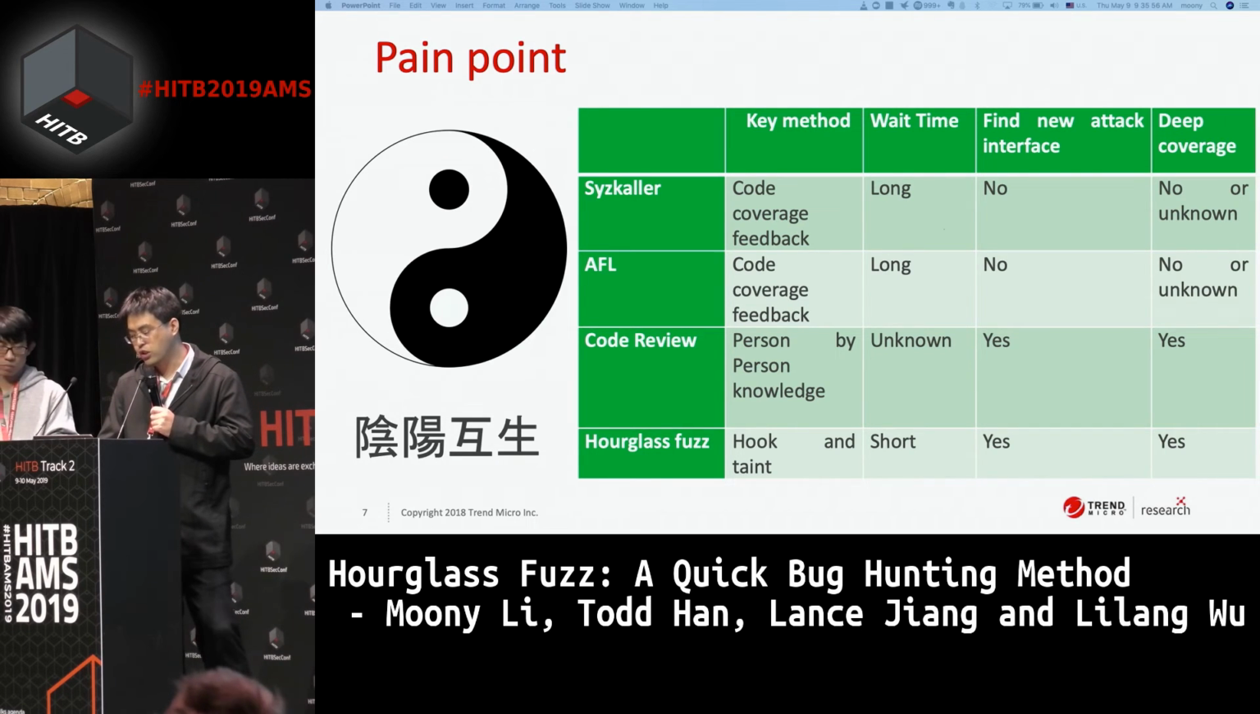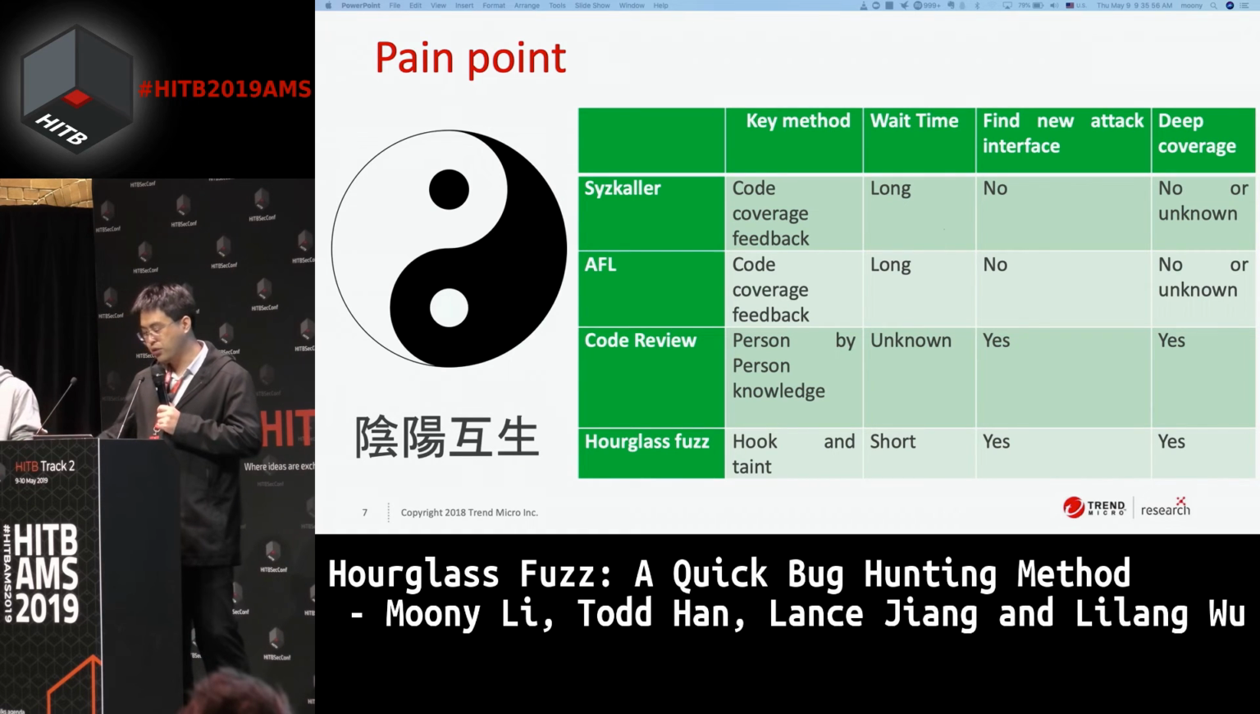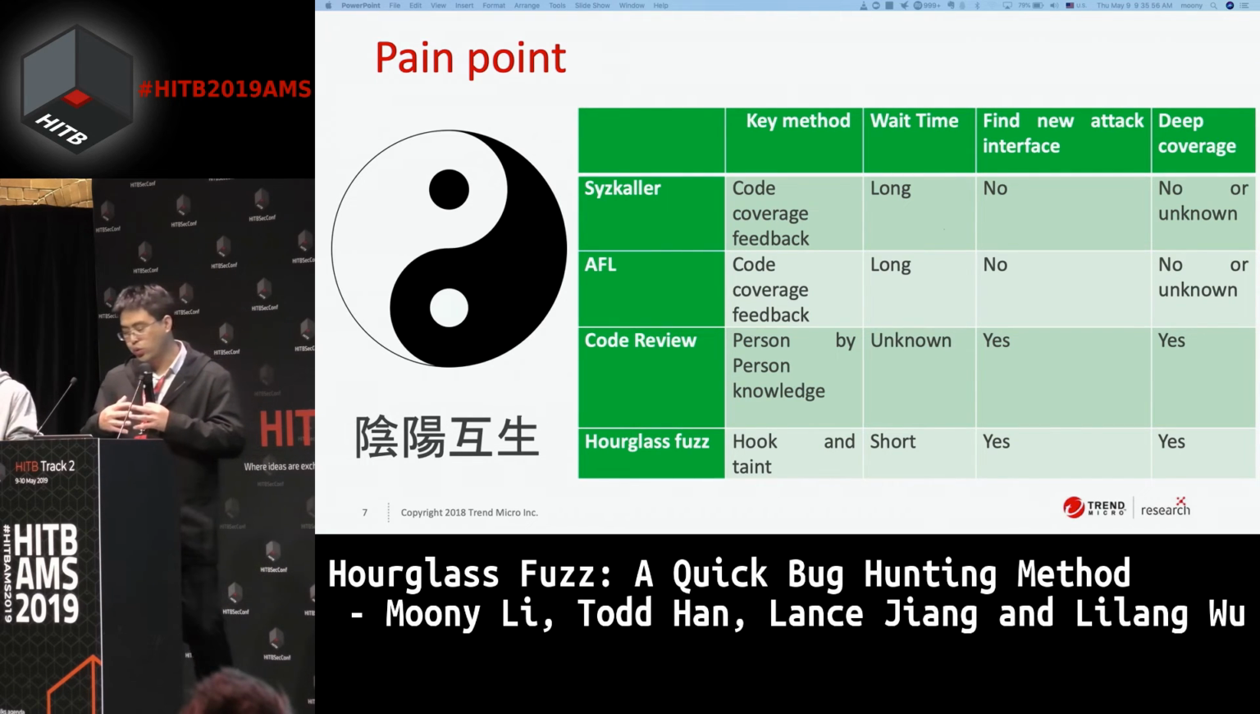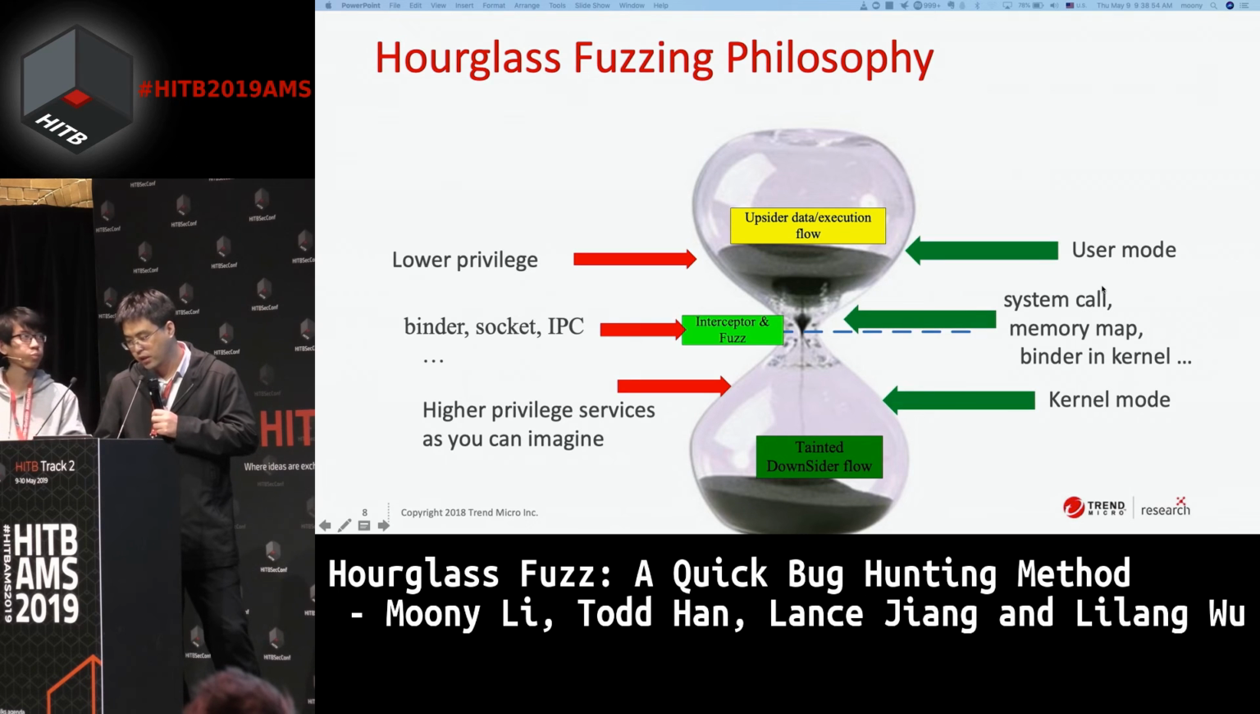Just like the traditional Chinese Bagua says, 阴阳互生, which means two extremely opposite sides could always contain each other, maybe we could merge the two different kinds of fuzz methods and code reviewing together. So, how? Let's think about the hourglass.